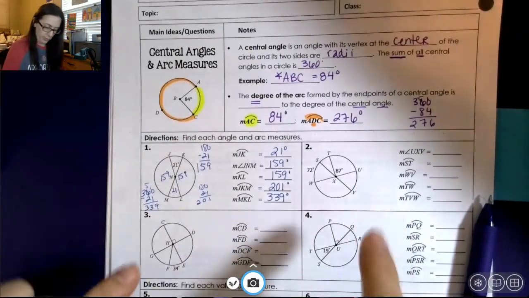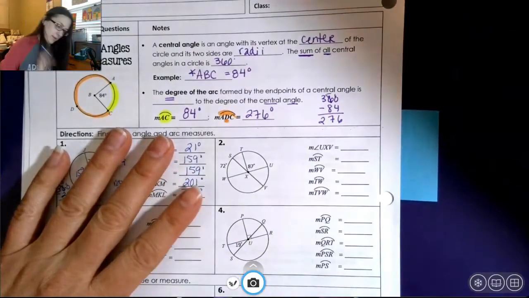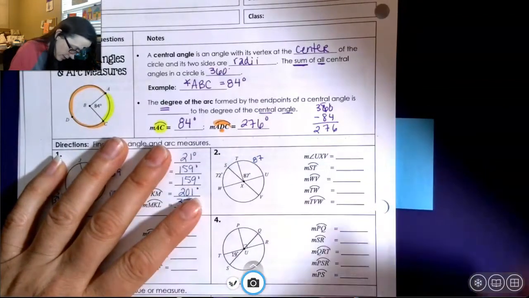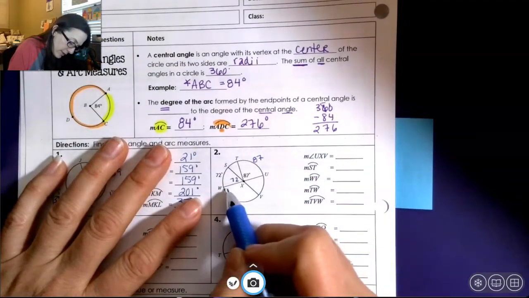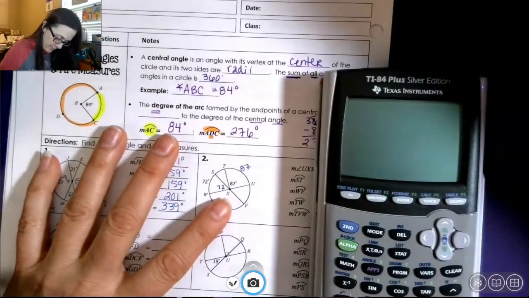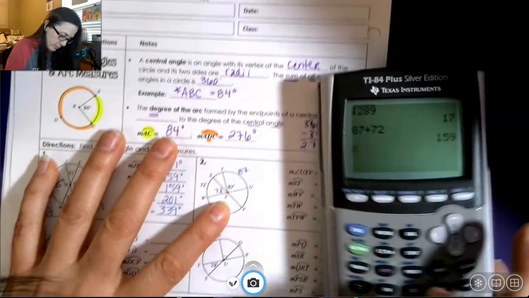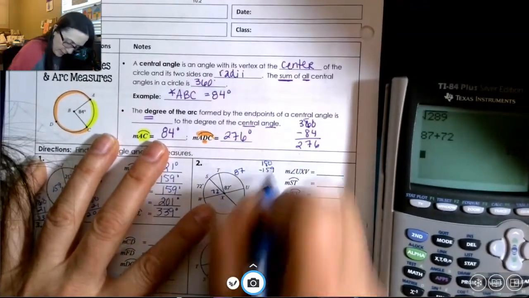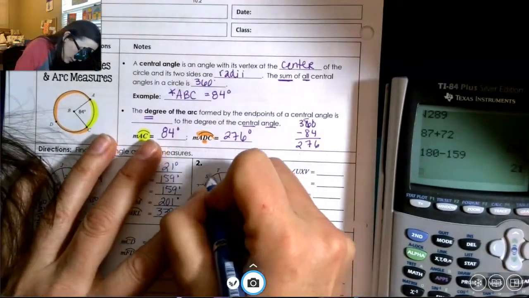Go ahead, we are going to do 2, 3, and 4. Go ahead and pause and then come back and check it. So if this central angle here is 87, the arc right here is going to be 87. This is 72. This angle will be 72. Notice that this is a diameter, which means it has to be 180. So I'm going to do 87 plus 72 is 159. So I'm going to do 180 minus 159, and I get 21 for this spot.